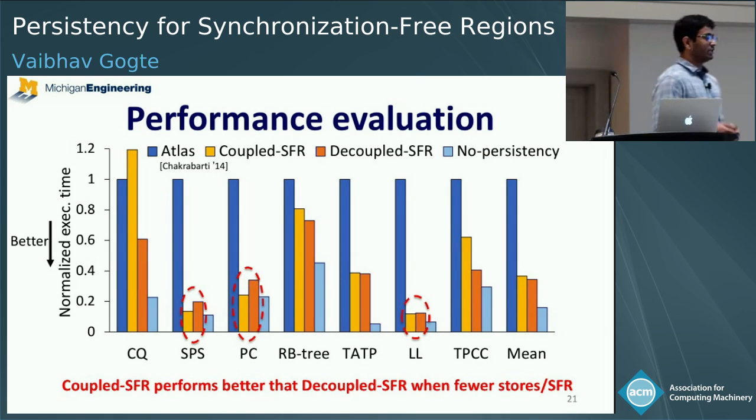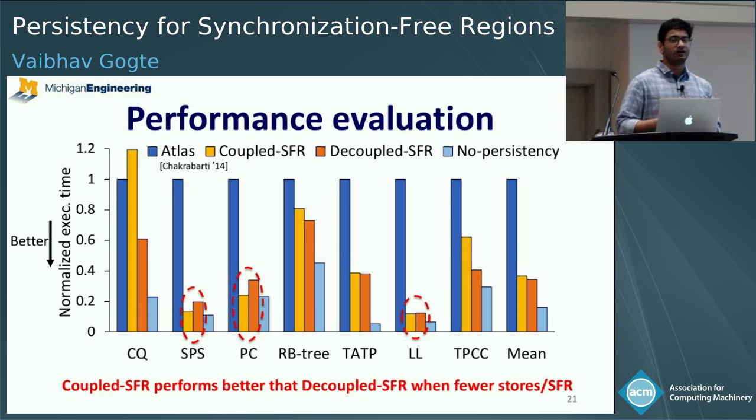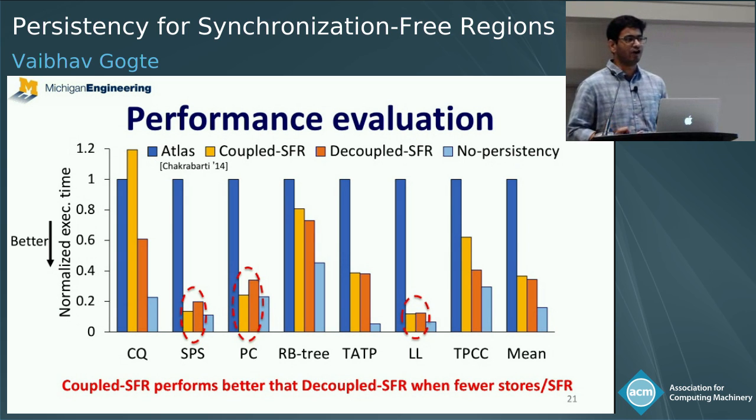However, in some cases, as you may have noticed, coupled SFR performs better than decoupled SFR. And this is counterintuitive because in coupled SFR, we flush updates in the critical execution path. In these benchmarks, they perform only fewer store operations per SFR, as a result of which the overhead of creating logs and recording their order is much higher than what we can achieve by moving persist operations to the background.